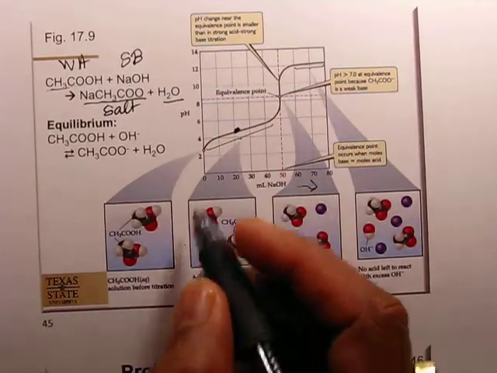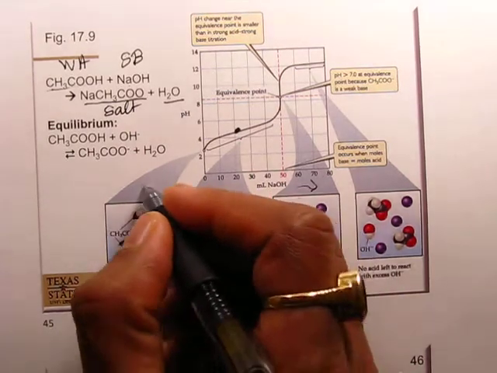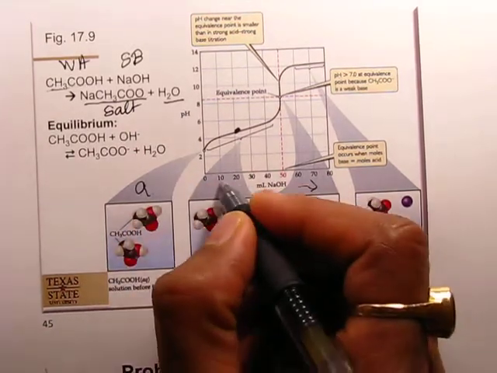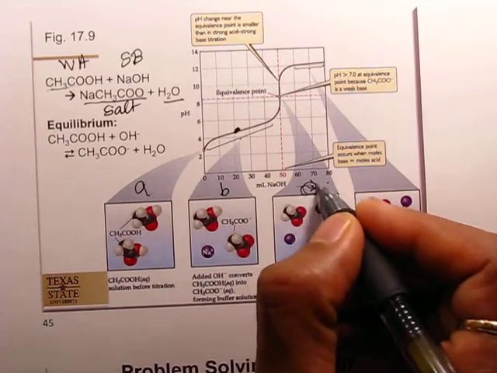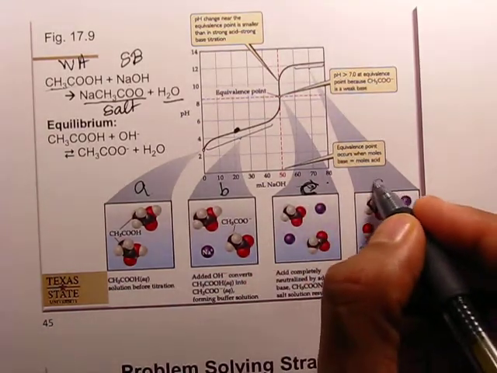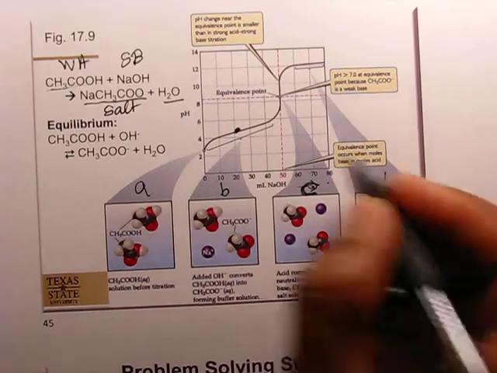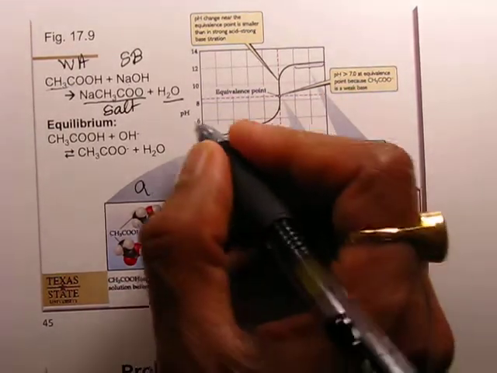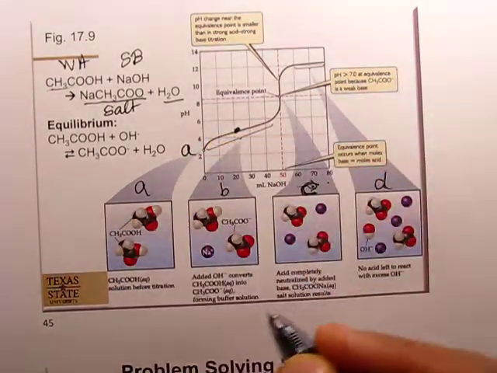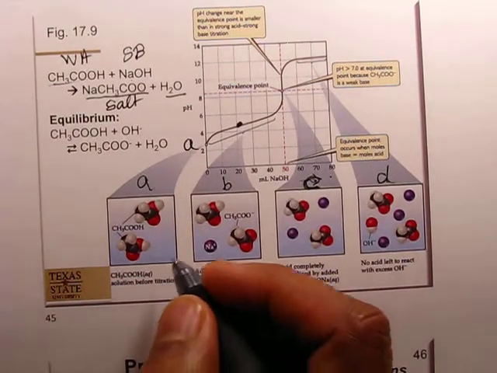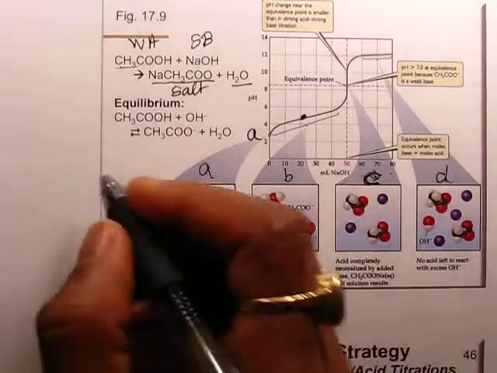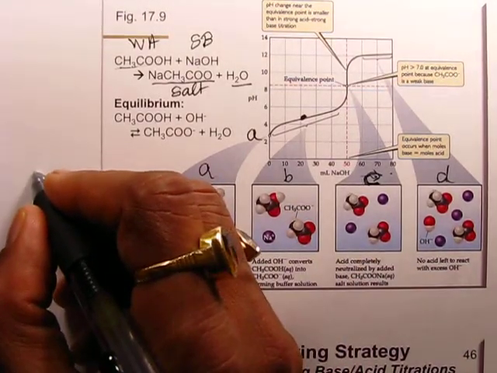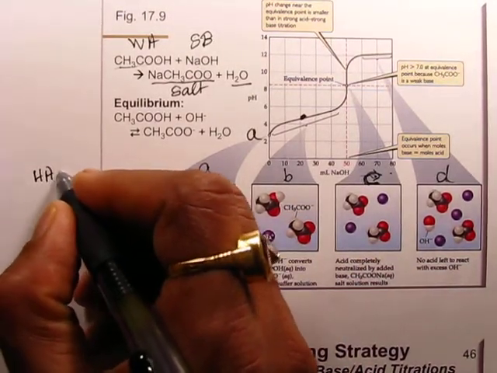This is the A case, this is the B case, this is the C part, and this is the D part. Let's segregate the whole graph into A, B, C, D. We are going to start from here at A. In case of A, we have only acetic acid, which is a weak acid. So we will write HA for the weak acid.